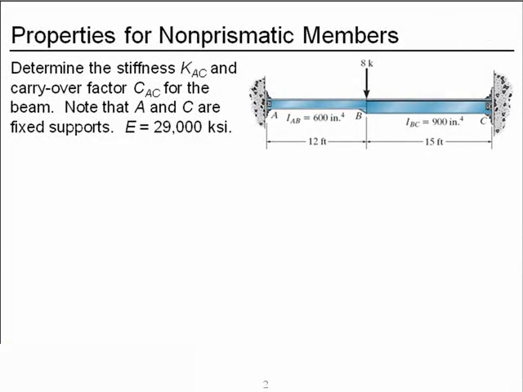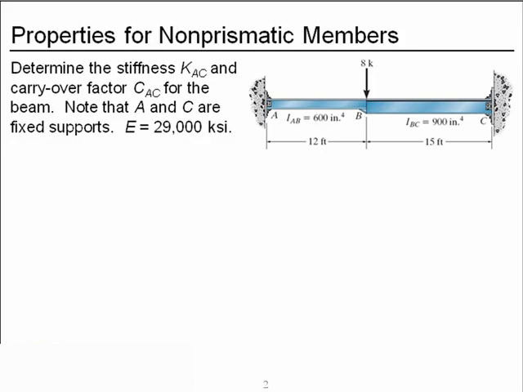And here's our non-prismatic member. For moment distribution, this might be one member in a much larger frame, or one segment of a much larger indeterminate beam. But since we're focusing on developing the properties, we're going to just concentrate on this one beam. We're going to determine the stiffness for node A for the beam and the carryover factor, how much moment carries over from node A to node C for this beam.